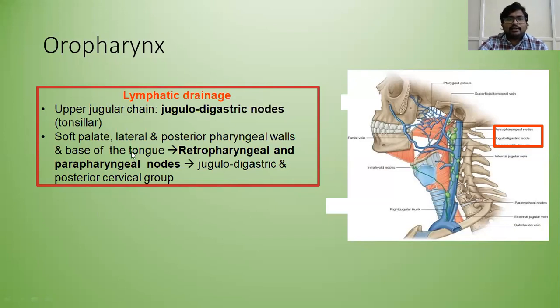The soft palate, lateral and posterior pharyngeal walls, and base of tongue drain into retropharyngeal lymph nodes, parapharyngeal lymph nodes, and ultimately into the posterior cervical group.